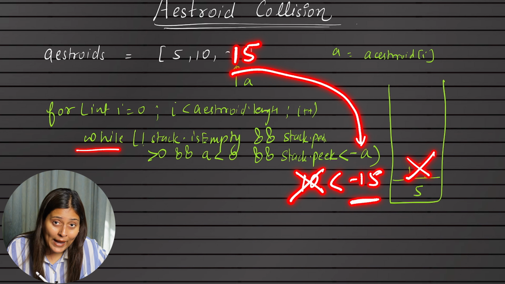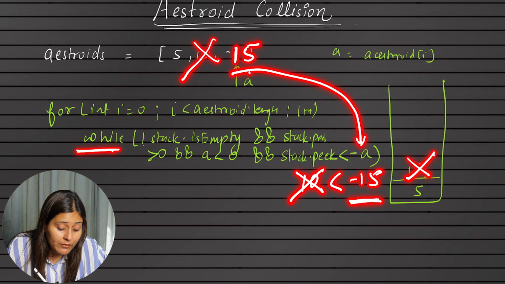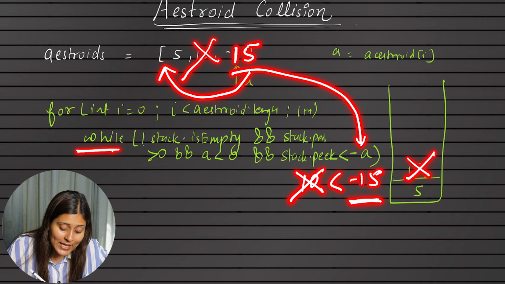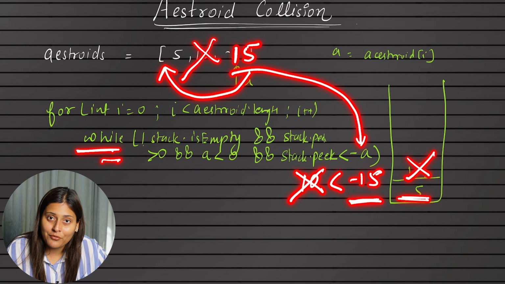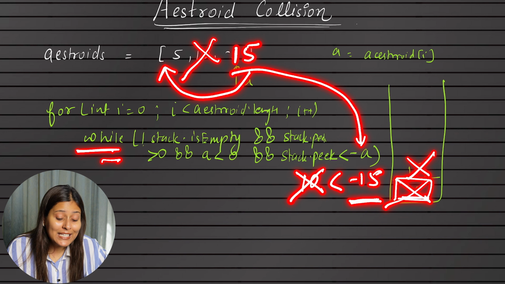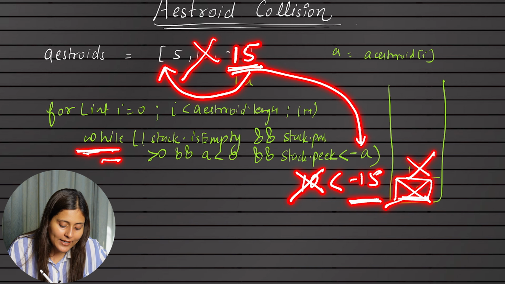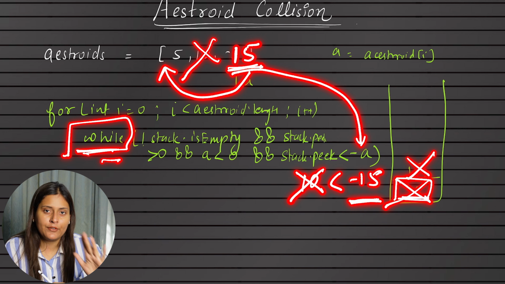And why we added this while loop? Because minus 15 will vanish this 10, yes, but minus 15 will vanish this 5 also, right? So hence we'll go in the stack to check the next one, 5, and again if it is smaller, I will pop it. So at the end our 15, which is minus 15, will stay, correct? So hence we added this while loop instead of a single if condition.